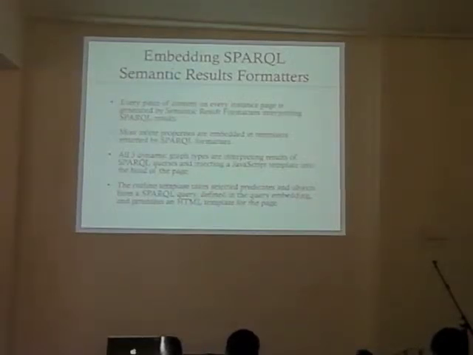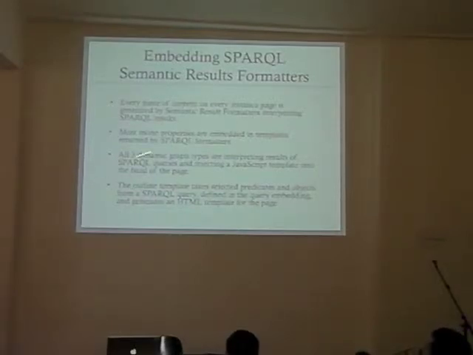Every piece of content on every instance page comes from a Sparkle query. Nothing that you saw on that AR page was handwritten. It was all inferred from our RDF stores. Secondly, all the inline properties are embedded in the templates returned by the Sparkle formatters. So I actually had to build a wiki page that populated itself, that re-added variables to the semantic wiki side of things, and then that comes to a bug later.